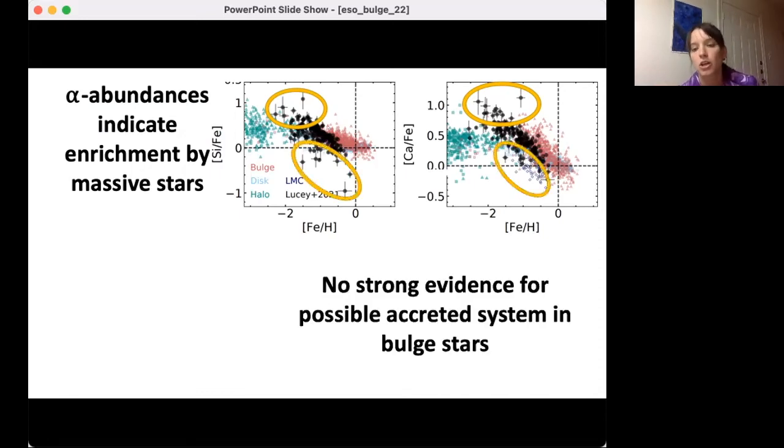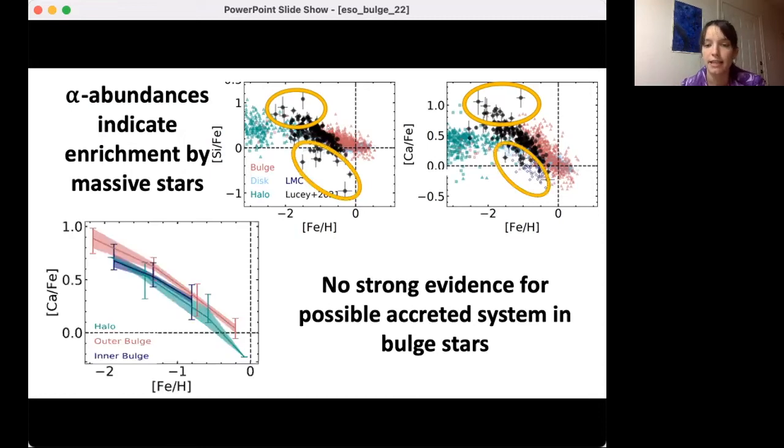Next, we also look at the more metal-rich ones, the really low alpha stars. We do see some stars that have much lower alpha abundances than the rest of the Milky Way, and that is a known signature of being part of an accreted system. But when we divide these stars up into the different dynamical populations we've defined, we find that those low alpha stars are primarily halo stars, so they could just be from one of the many known accreted systems in the halo. So we don't find any strong evidence for an accreted system among these confined bulge stars.